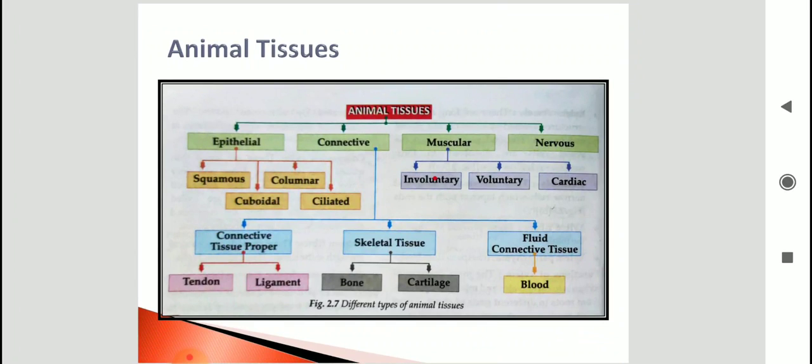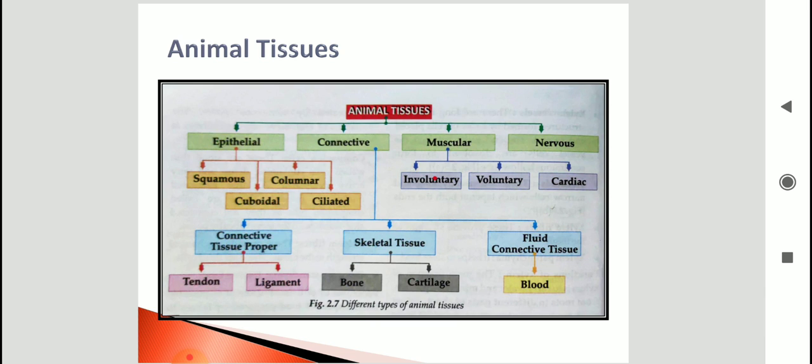Now, children, in the previous class, I told you that there are four types of epithelial cells and how their structures are different and their location and functions are different. Then we studied about tendons, ligaments and bones. Then in case of fluid connective tissue, I told you about blood and its different components. Today we will study about muscular tissue.